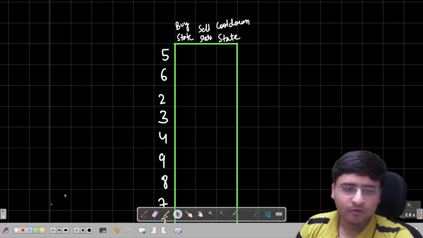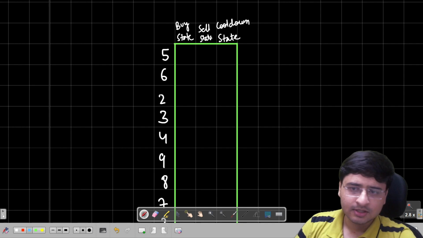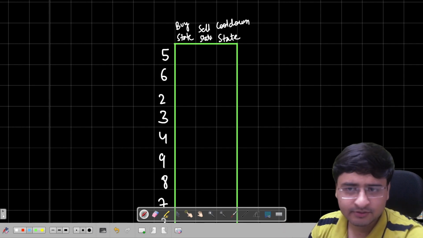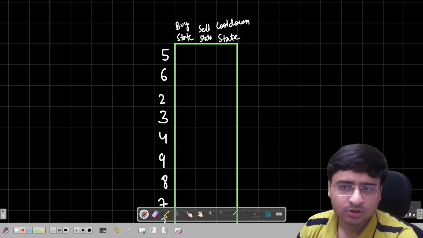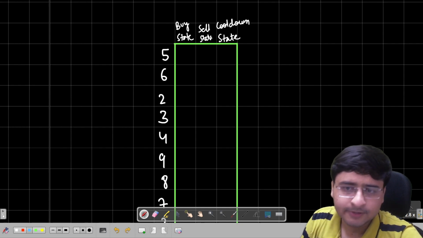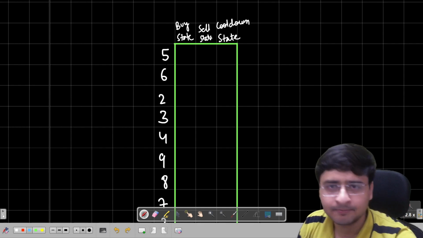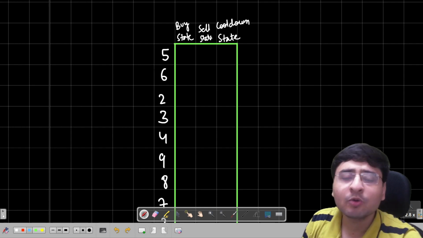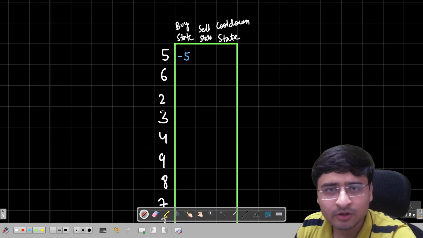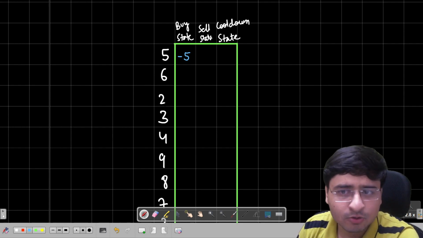So let's move forward. Basically, what we are going to do here is start from the bottom. It's a bottom up approach. When we are doing tabulation, it's a bottom up approach. Let's try to see what we are going to achieve here. Let's start from the first day, the 0th day. On the 0th day, if I buy, what's the profit I'll be making? I'll be making a profit of -5, correct? I'm buying, so I'm spending money. So -5 is the profit.